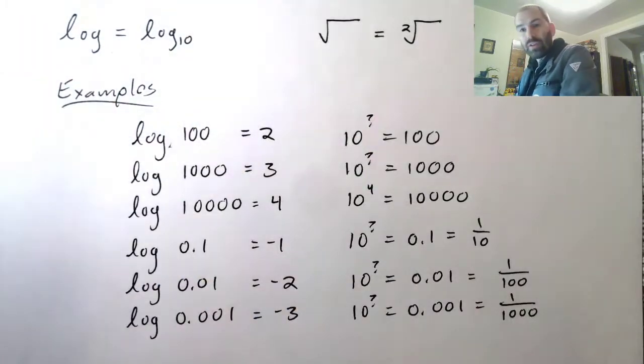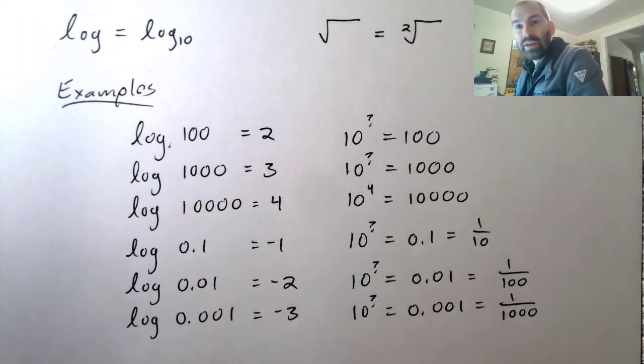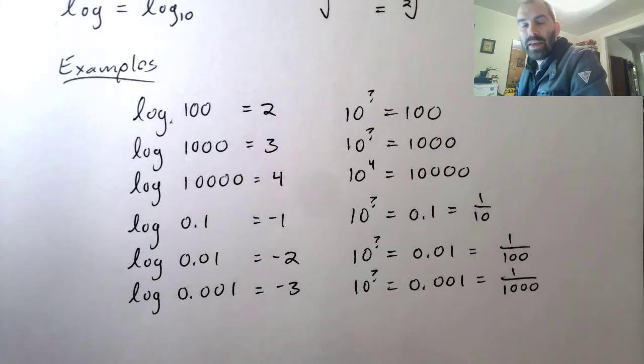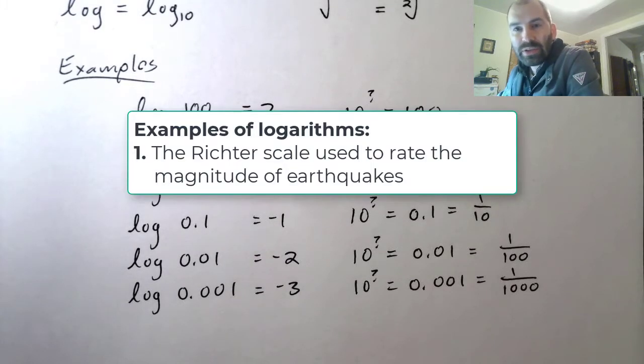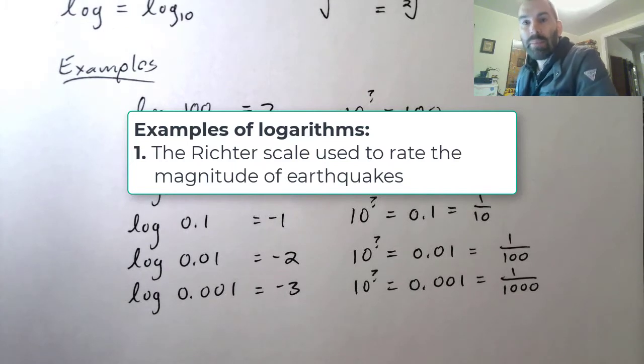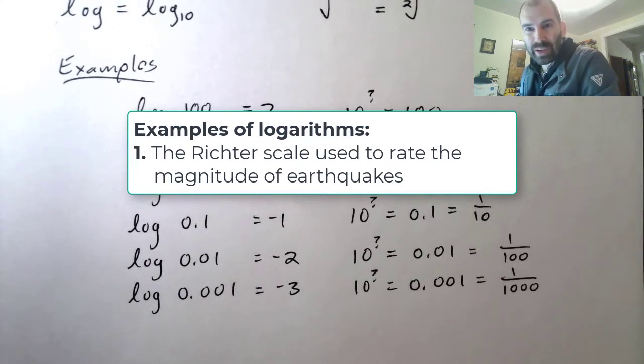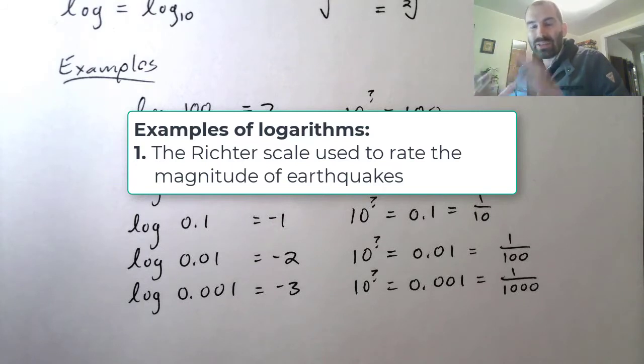And this log is used in many applications. If you've ever heard about the Richter scale to measure the magnitude of earthquakes, those are logarithms. A magnitude 7 earthquake is 10 times more powerful than a magnitude 6 earthquake, and a magnitude 6 earthquake is 10 times more powerful than a magnitude 5 earthquake. The Richter magnitudes are actually logarithms, log base 10.